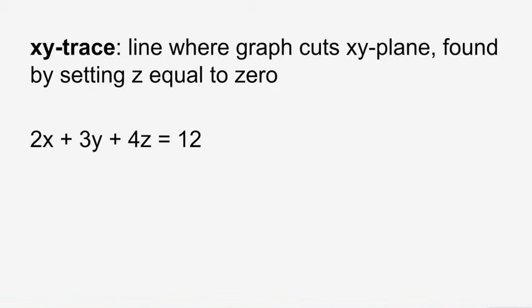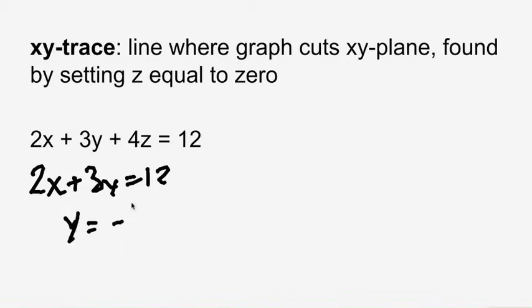The plane is bordered by what are called the traces. The most prominent trace is the xy trace, which is the line where the graph cuts the xy plane, and it is found by setting z equal to 0. So in our equation of 2x plus 3y plus 4z equals 12, you set z equal to 0, so you know that 2x plus 3y equals 12. You can just solve for y, and in slope-intercept form, y equals negative 2 thirds x plus 4.